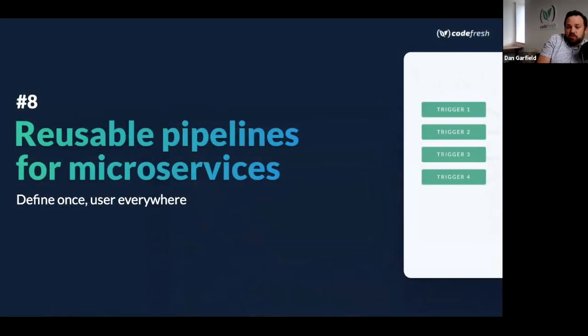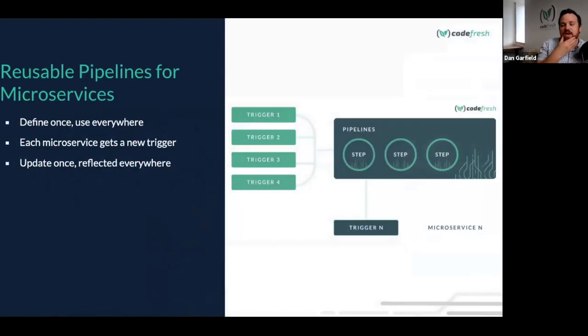Number 8, reusable pipelines for microservices. And this one is like a total lifesaver. So think about it this way. The classic way of doing this is one service, one repo, one pipeline, right? And my pipeline definition is thrown into Git in the repo with the service that it goes to. And every service I add, I drop the pipeline in there.